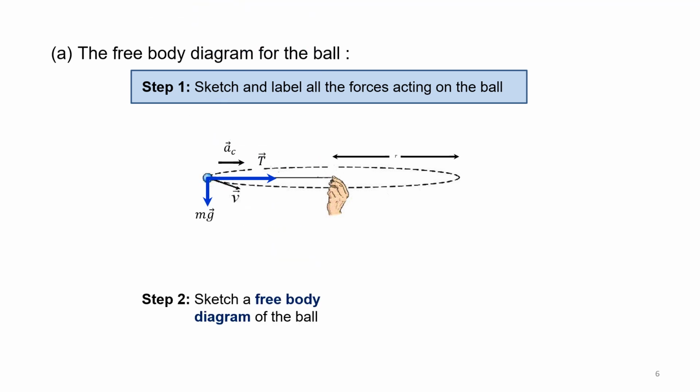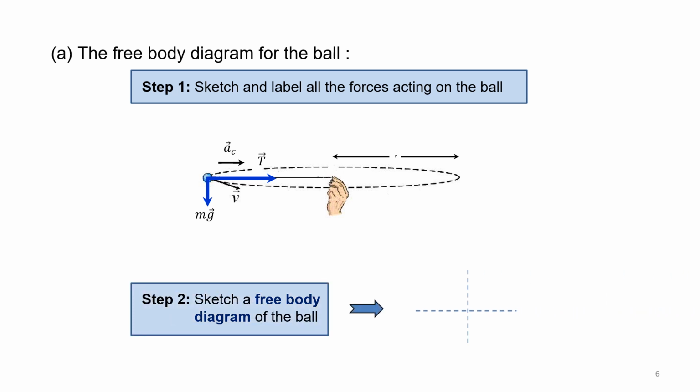Next, the second step, we sketch a free body diagram of the ball. So we draw the x and y axis, and then we transfer the blue arrow up here. So the first one, the mg, downwards. Next one, tension to the right. So that is the free body diagram of the ball.